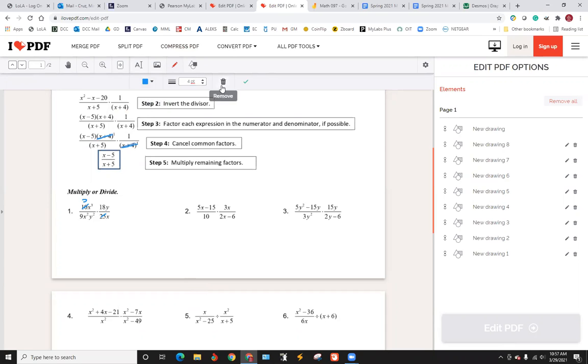So 5 goes in here twice. And 5 goes in here 5 times. 9 goes into 18.